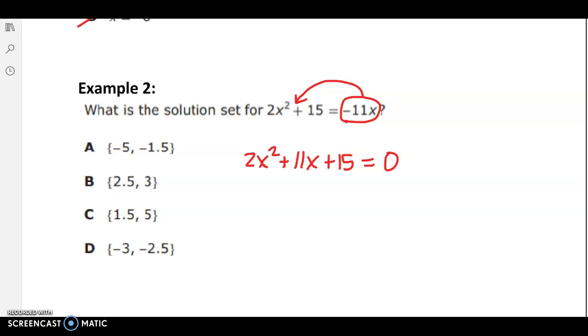Now here's the part that you type in the calculator. So go ahead and type it in and find your roots or solutions. Remember, another word for solutions is root. Okay, or roots. What are the roots? Pause and try and find them.